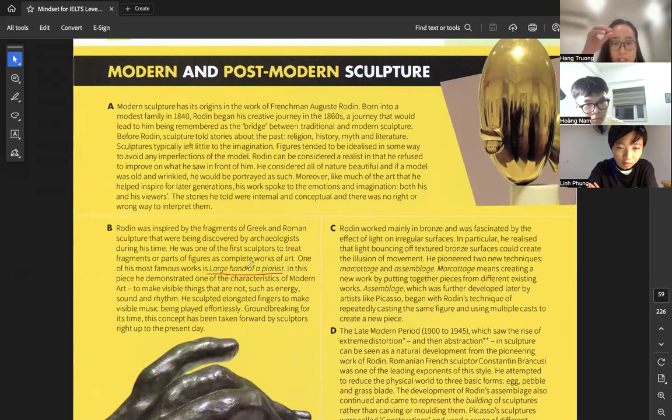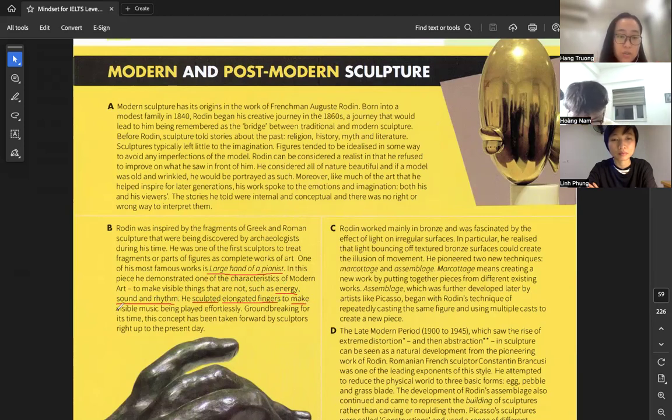In this piece, he demonstrated one of the characteristics of modern art, to make visible things that are not, such as energy, sound, and rhythm. So these are things that we cannot see with our eyes. And he tries to use elongated fingers to make visible music being played. He sculpted, ông ấy nhào nặn ra những cái elongated fingers, những cái ngón tay mà dài hơn bình thường, đúng không? Nó được kéo dài ra. To make visible music being played effortlessly. So these are the clues here.